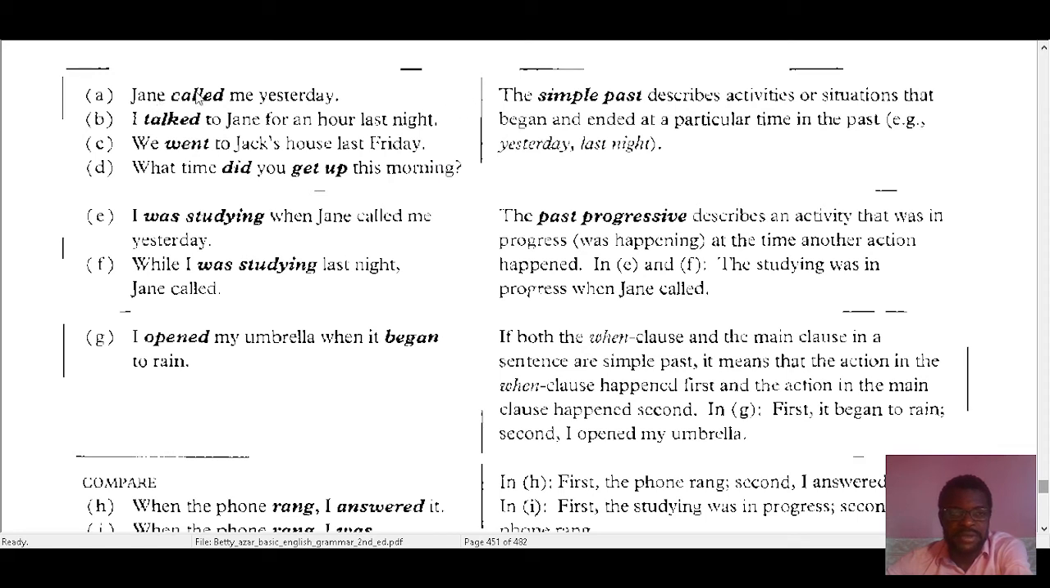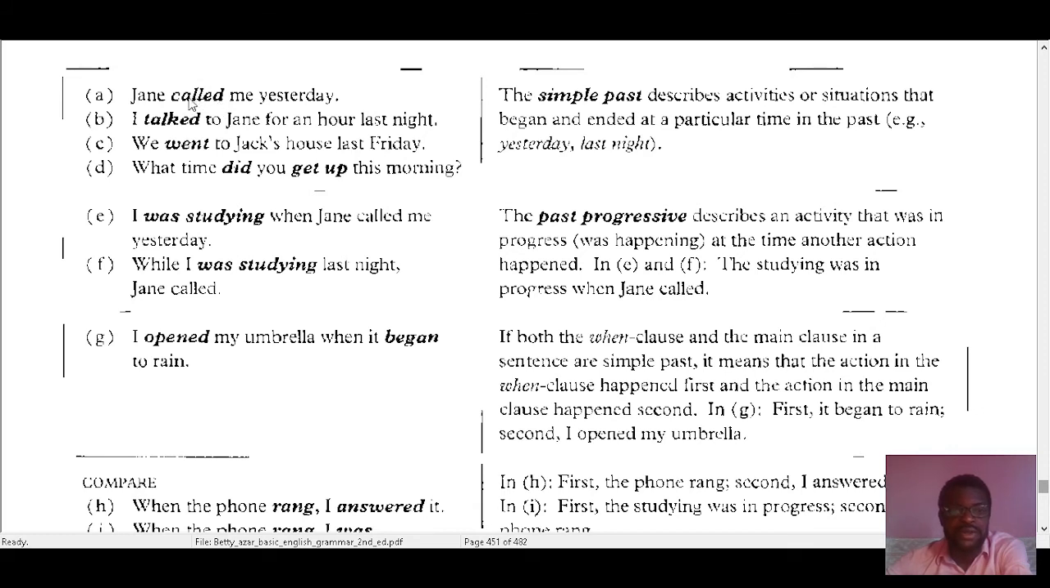So you see, everything here comes immediately after the subject. Here the subject is Jane. If I'm not saying Jane, I'm going to use she. Our subject here is given already, I. Remember our subject pronouns: I, you, we, they, he, she, it. So here we say, we went. We are using the verb go in the simple past. Talked. We are using the verb talk in the simple past. Call. We are using the verb call in the simple past.